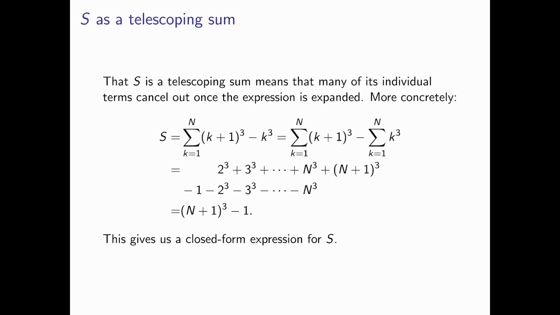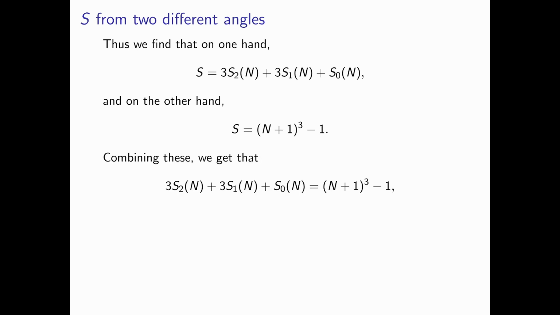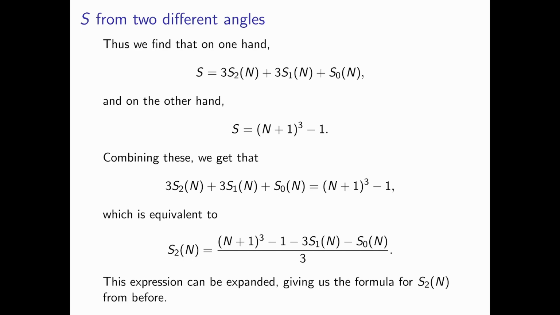At this point, we all know what to do. We just use the fact that we have two alternative ways of writing down the same thing, and then we set these equal to one another. And from this, we simply isolate this term here. And what we end up with at the end of the day is the following expression, which we can expand and simplify using the formulas for s sub 1 of n and s sub 0 of n to give us a formula for s sub 2 of n from before.